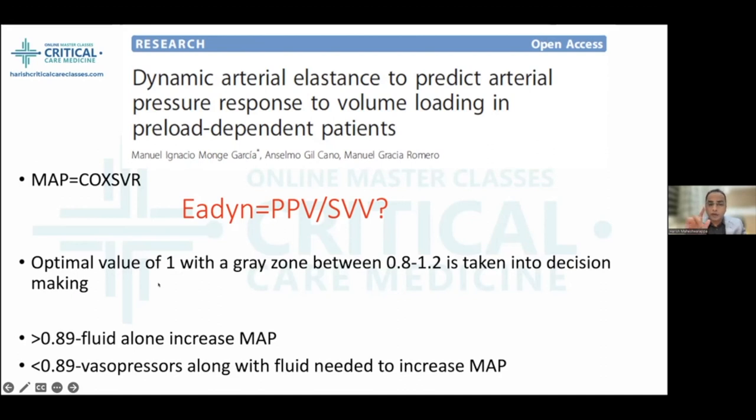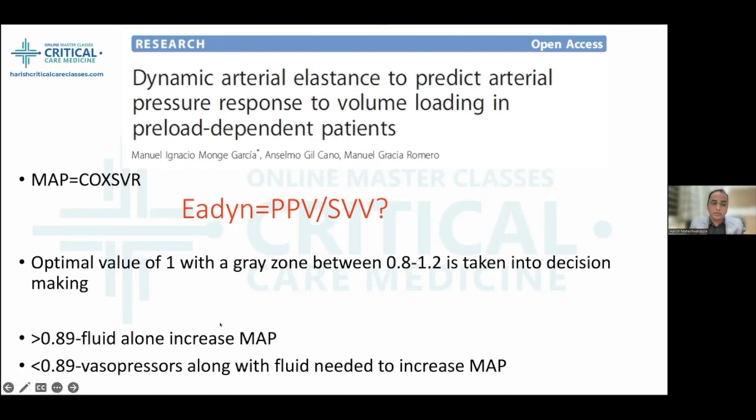The optimal value should be 1, with a gray zone of 0.8 to 1.2 taken into decision making. So the cutoff is: if the patient has an Ea dyn of more than 0.89, then fluid alone to increase the MAP may not be enough, and it may be required to give some sort of vasopressor or vasoconstricting agent like norepinephrine.